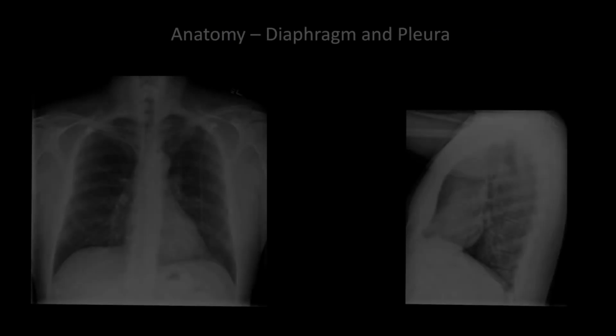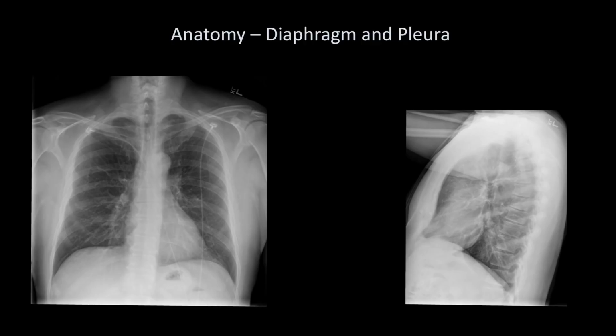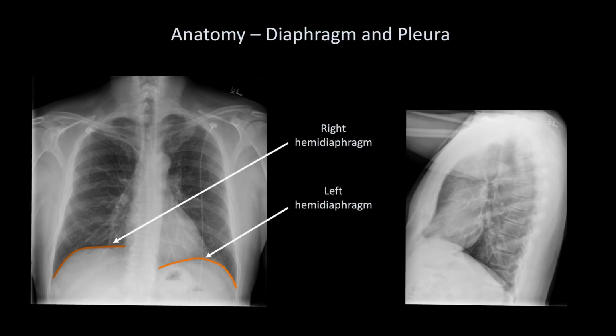Moving on, the diaphragm and pleura, which also makes sense to evaluate together. So here are the right and left hemidiaphragms as seen on the PA view. It is normal for the right hemidiaphragm to be slightly higher than the left, presumably due to the liver directly beneath it. While looking at the diaphragms, it's important to remember that there aren't any truly flat structures in the body. For example, the hemidiaphragms are curved in three-dimensional space.